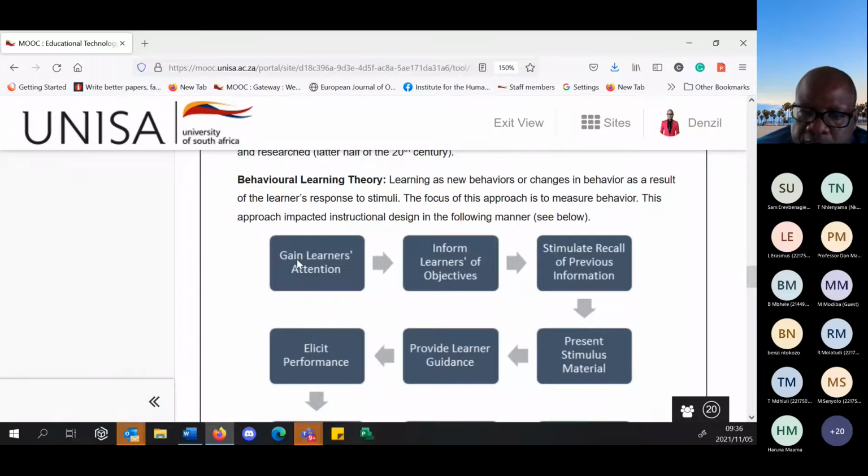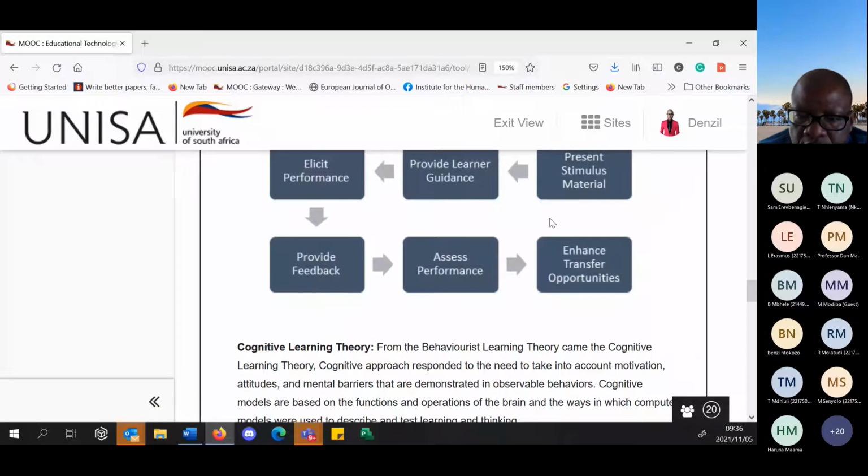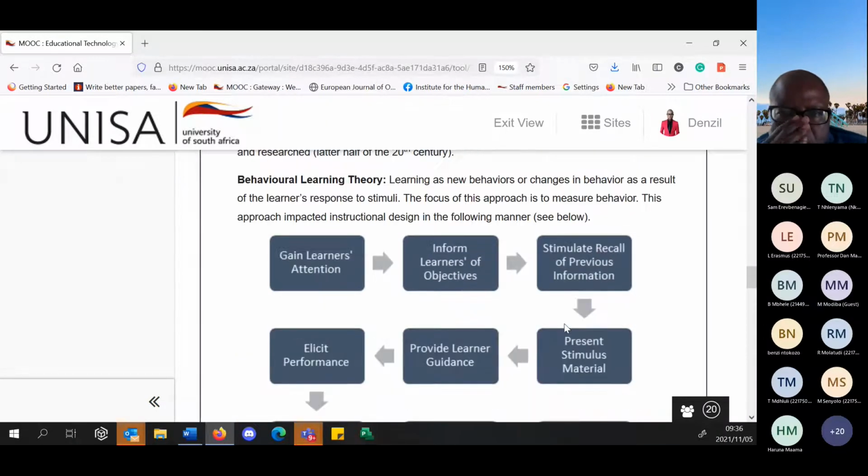First we gain learners' attention, then we inform learners of their objectives. We stimulate some recall of previous information. We present some stimulus to the material. We provide learner guidance. Then we elicit performance. We provide feedback, and then we assess the performance, and then we enhance transfer opportunities. So that's the typical cognitive behaviorist approach of recalling, providing information, assessing, creating stimulus, and recalling that information, right?